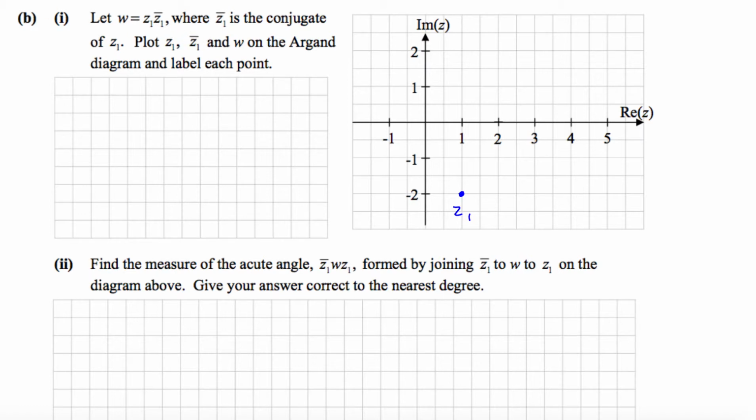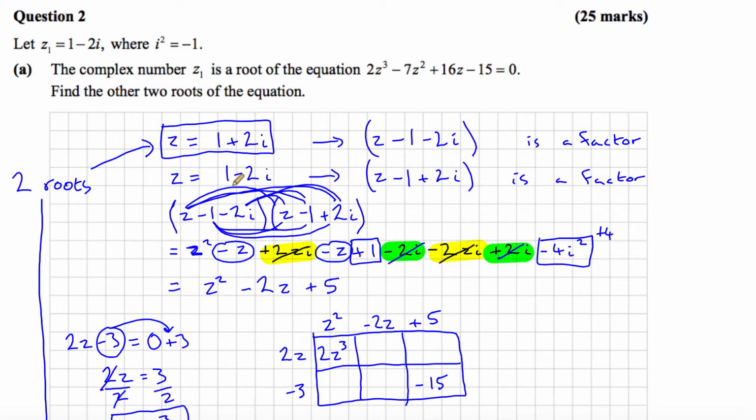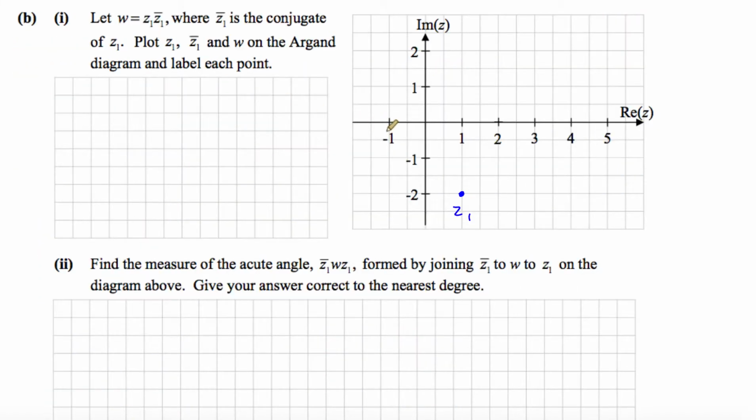So we go over to 1, then down to minus 2i, and plot, that's going to be Z1. Z1 bar is the conjugate, which is this one here, that's 1 minus 2i. Sorry, that's 1 plus 2i. So we go over to 1 and up to plus 2i, so that's going to be Z1 bar.